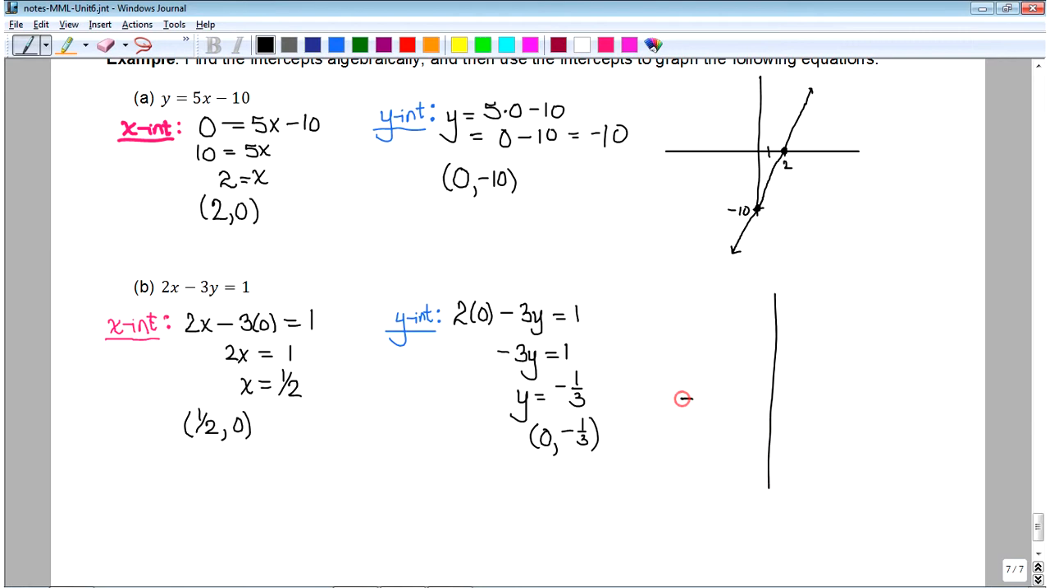So to graph it, again, we just have a point on our x-axis, a point on our y-axis, so we don't really have to worry about our tick marks. 1/2 is going to be somewhere positive to the right. Negative 1/3 is going to be somewhere negative down below. And this would be a rough sketch of this graph.